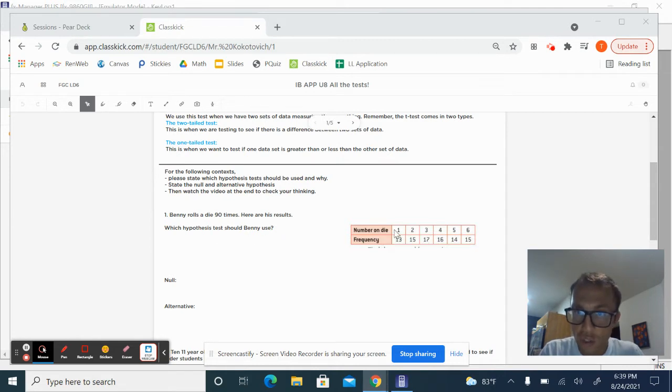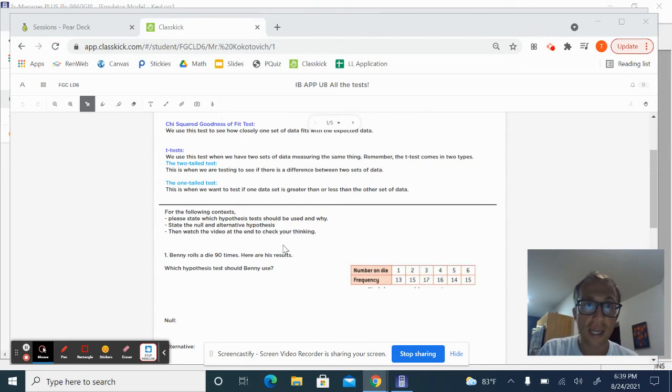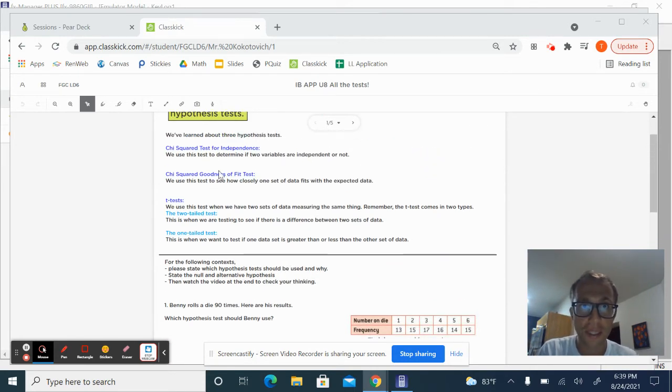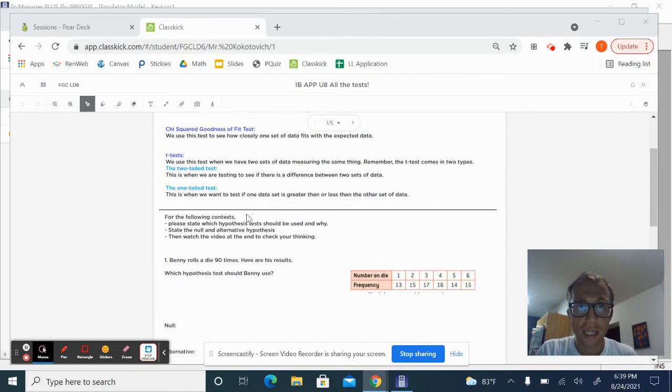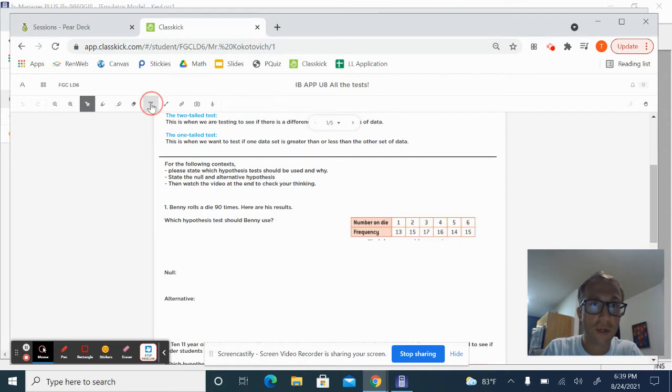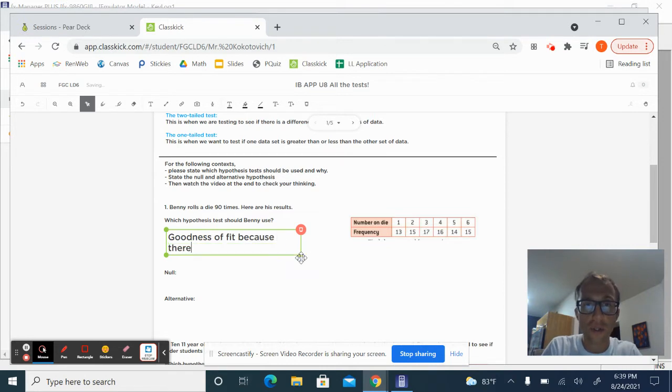Really, it seems like there's just one variable, one set of data right here, number on die. And when I look at my three hypothesis tests, the one variable, one set of data is the goodness of fit right here. So I will put right here, goodness of fit, because there is only one set of data to analyze.